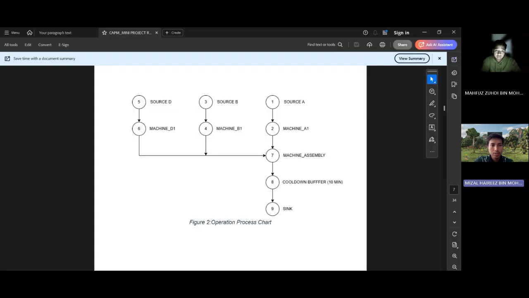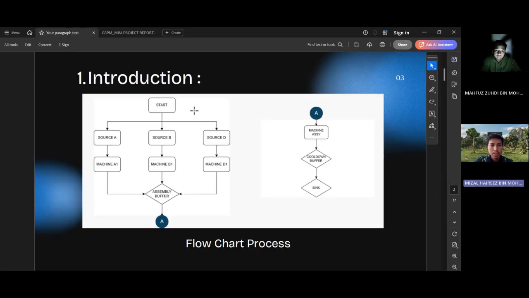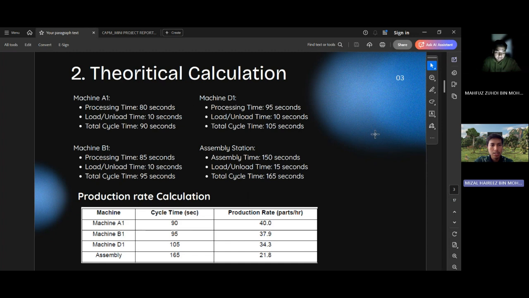And then for the theoretical analysis, we use standard industrial engineering formulas. We calculated cycle times, including processing, load and unload, and setup times. Basically, machine A1 has 95 seconds total cycle time, machine B1 100 seconds, machine D1 120 seconds, and the last part, assembly station, 170 seconds total cycle time.